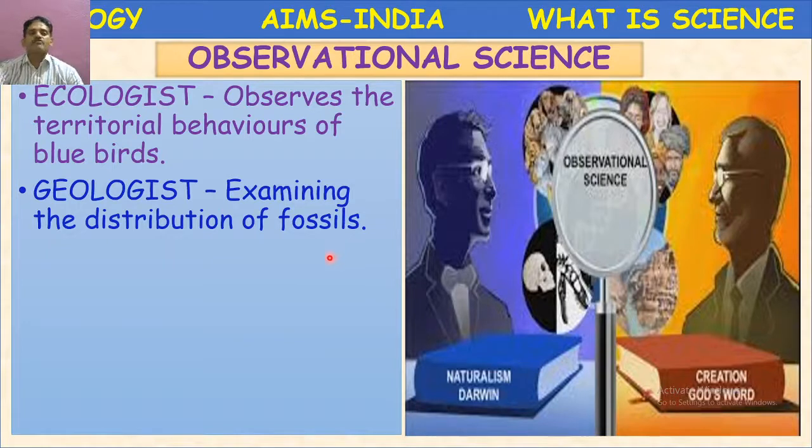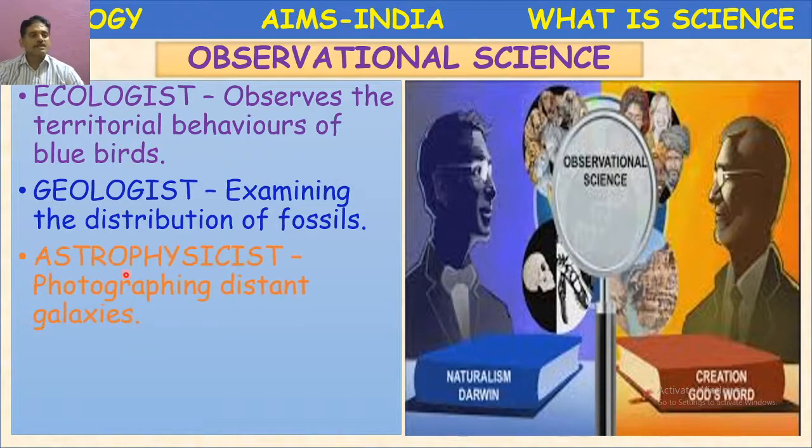For example, the dinosaur. Dinosaurs existed a very long time back, some millions of years ago. But the dead remains of those dinosaurs can be excavated by these geologists and can be confirmed: yes, this animal existed at such and such a time. So by means of observation, a geologist examines the distribution of fossils.